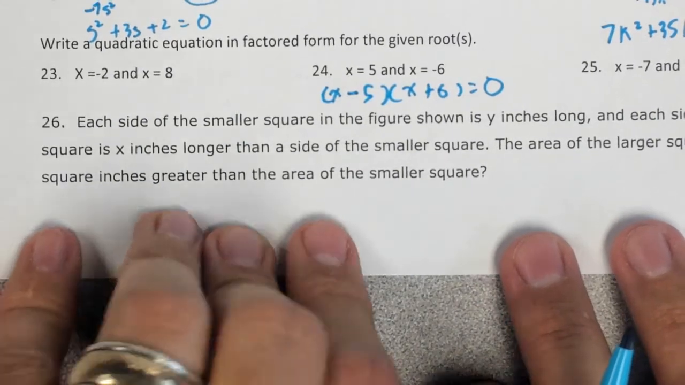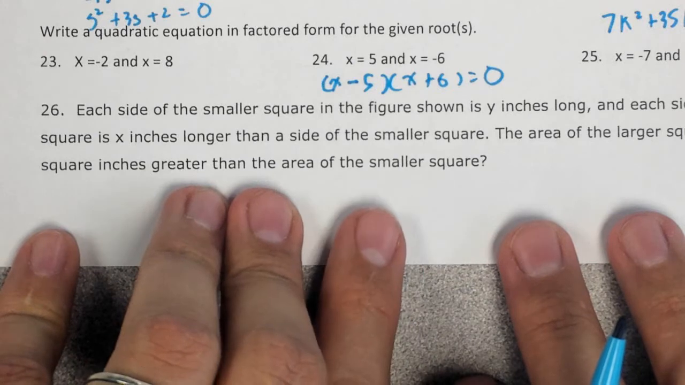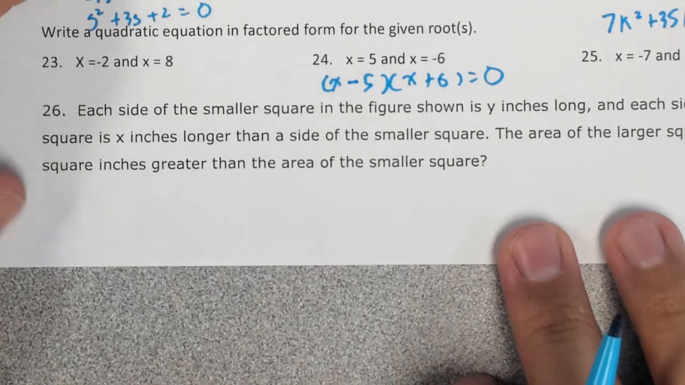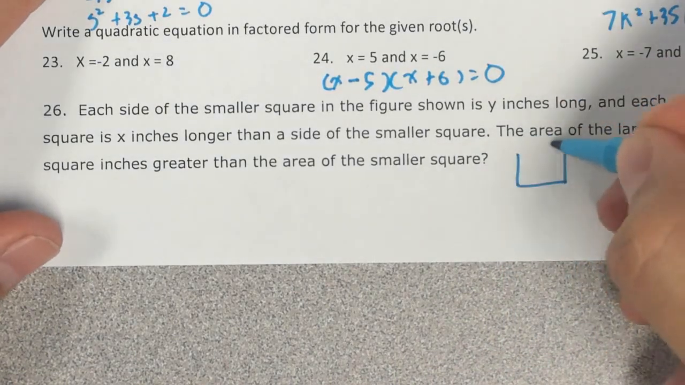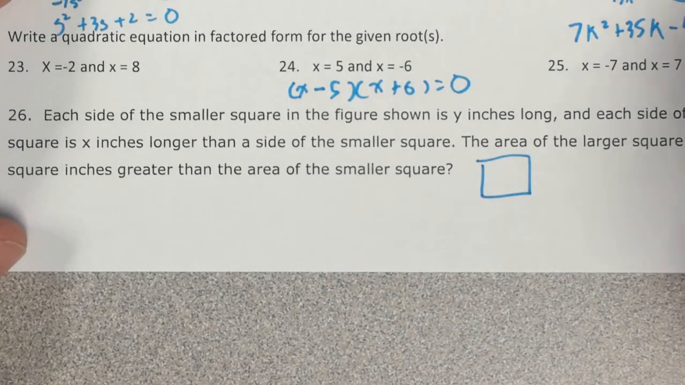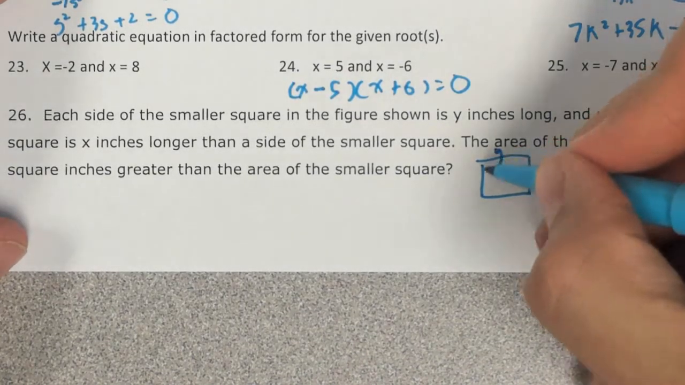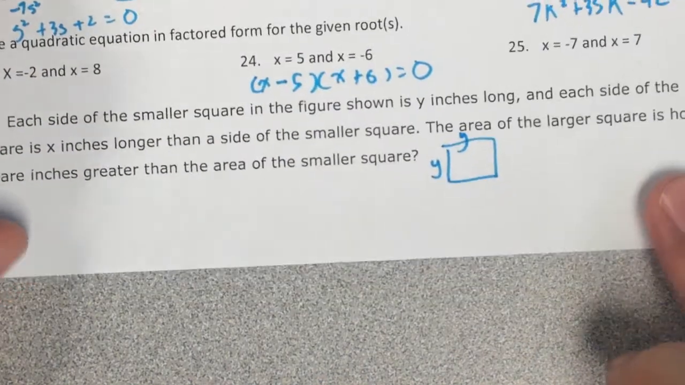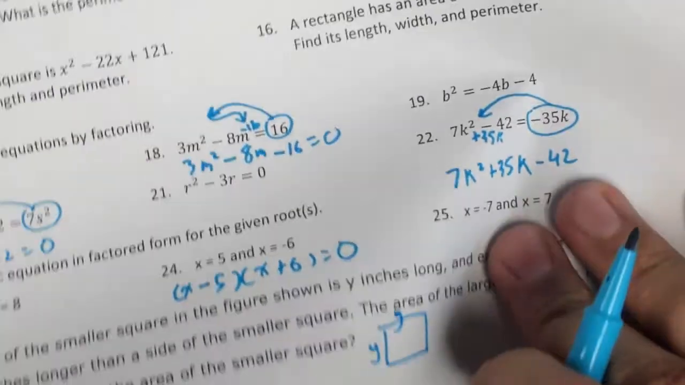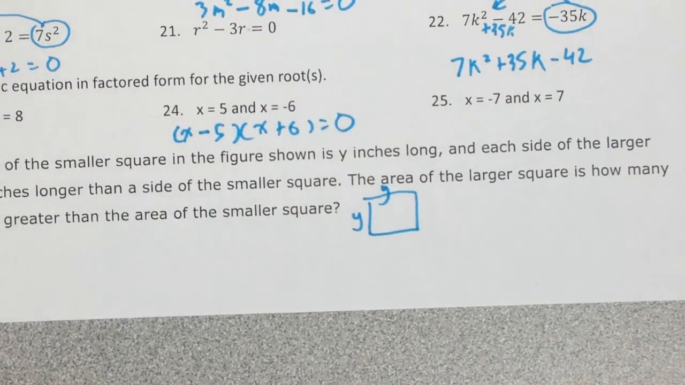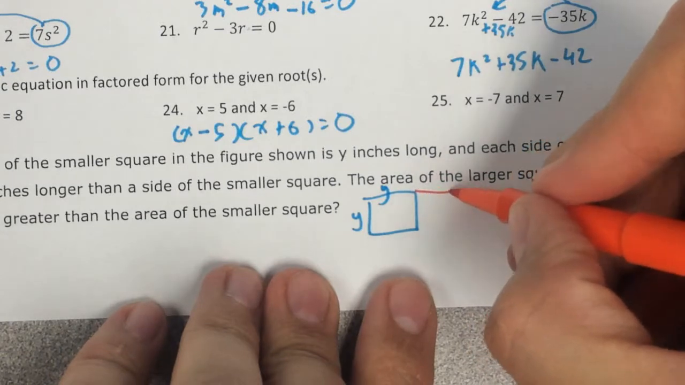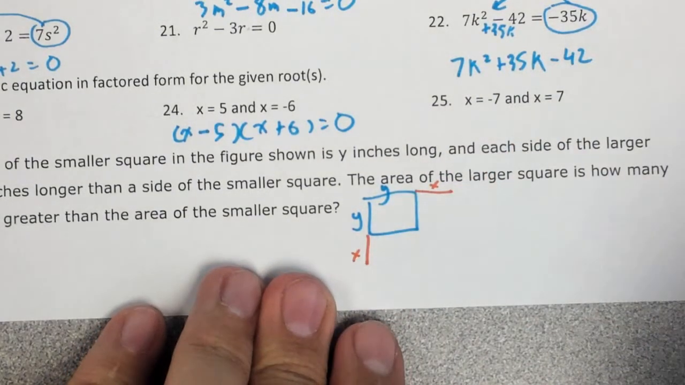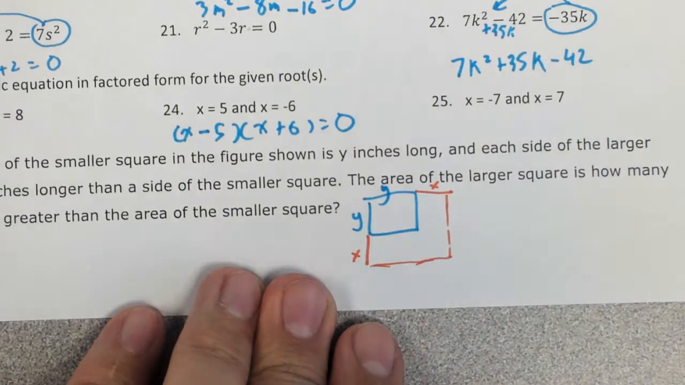Okay, let's go ahead and finish it up. Each side of a smaller square in a figure is y long. Each of those are y long. Since both of those are y long, then it says we are going to say that they are x longer. So now our square looks like this.